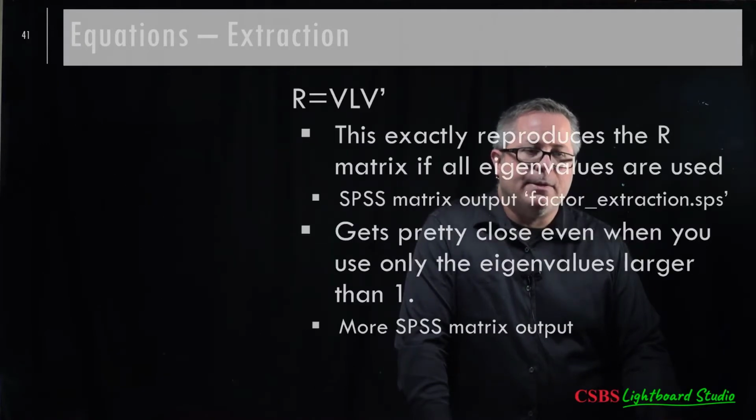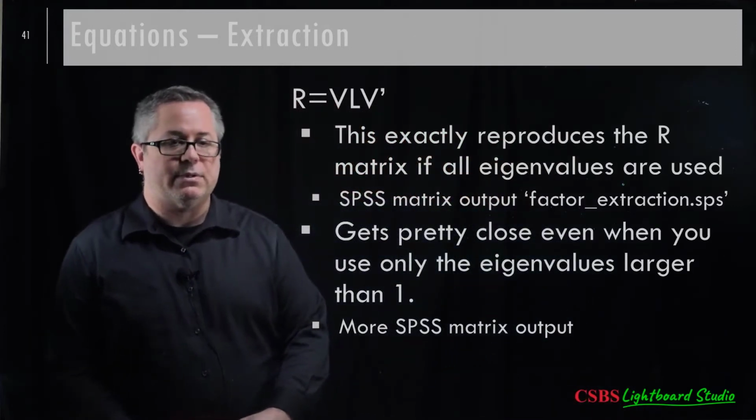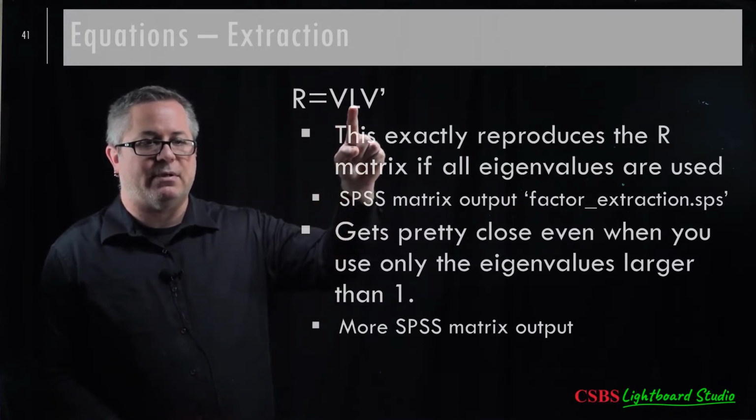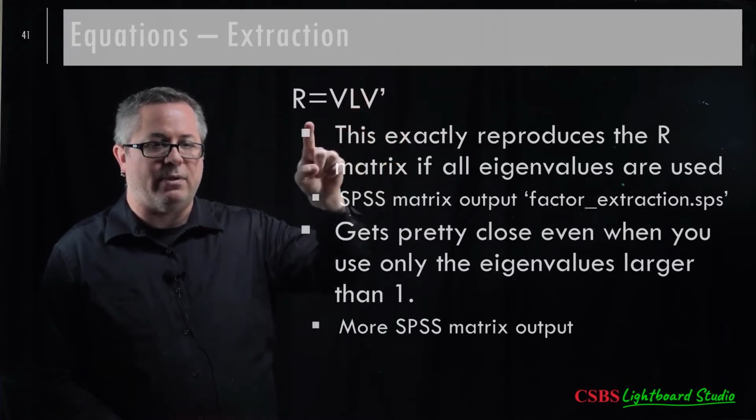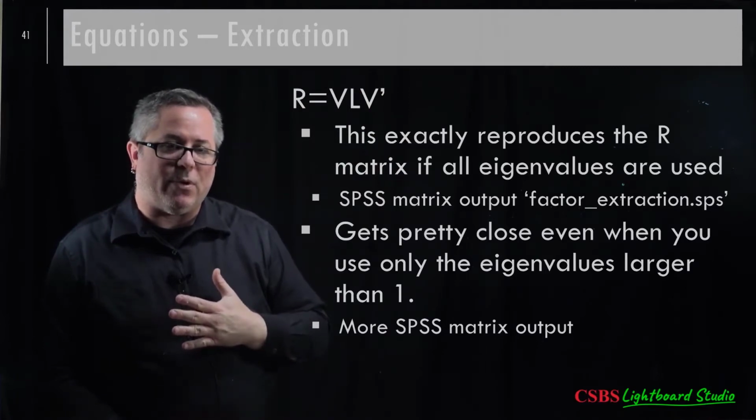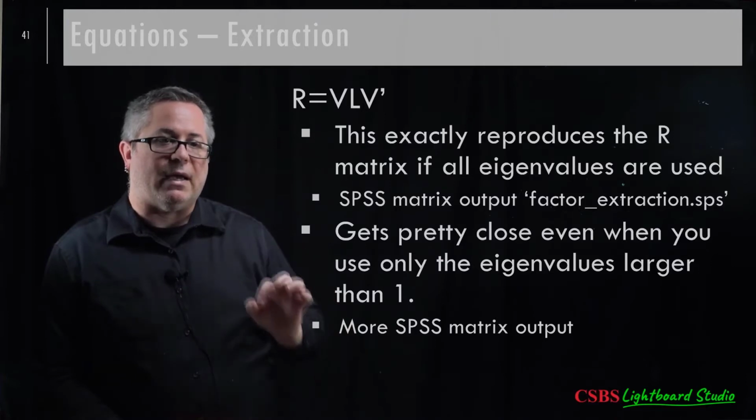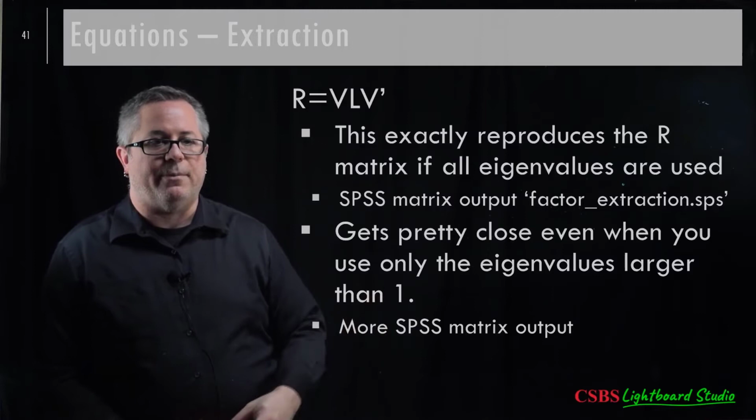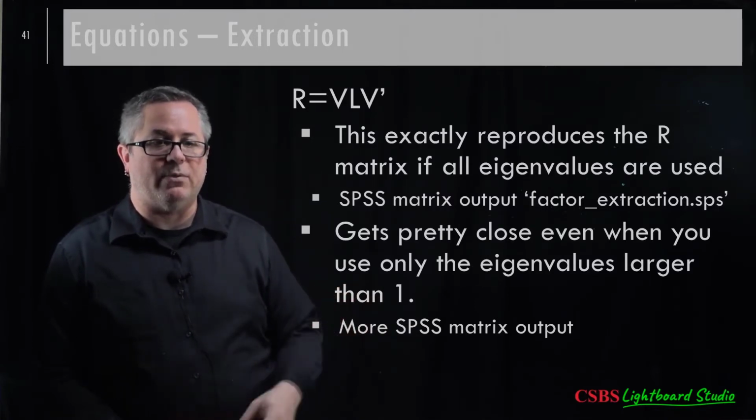Okay, so we can reproduce the correlation matrix by taking the eigenvectors times the eigenvalues and then times the eigenvectors transposed again. So V L V transpose will perfectly reproduce the correlation matrix. If we keep all the eigenvectors and all the eigenvalues, in this case 4, this would exactly reproduce the R matrix, and the residual matrix would be 0. There'd be no difference between the 2 of them.